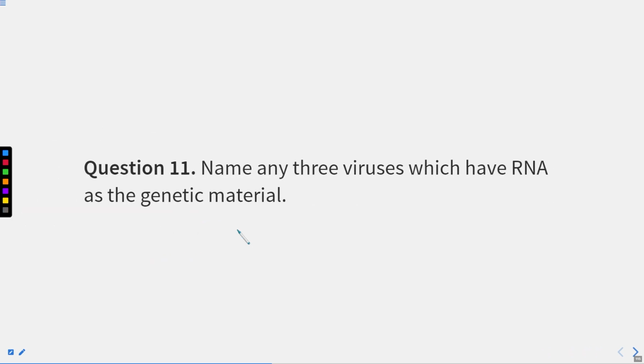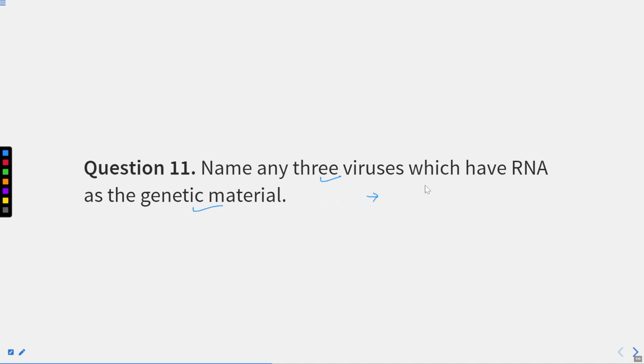Now coming to question number 11. Name any 3 viruses which have RNA as the genetic material. If we talk about animal viruses, mostly they have RNA, and that too single-stranded. Some plant viruses also contain RNA, such as tobacco mosaic virus. So you have to name these viruses.